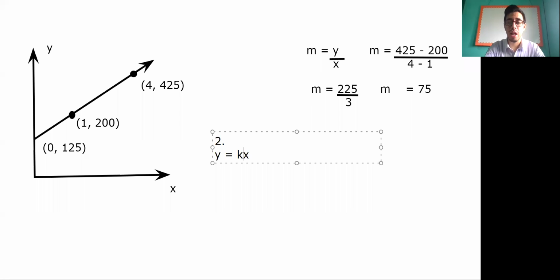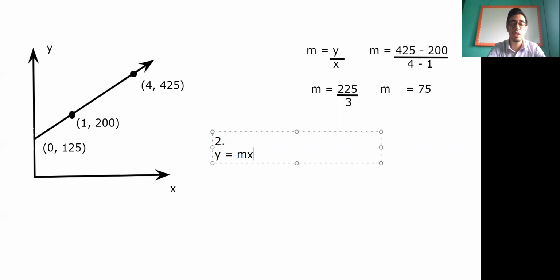The value for K. But when we work with a graph, this is not going to be K, it's going to be M. So Y is M multiplied by X. I already have the value for M. But this is the equation for one graph that passes through the origin. This graph doesn't pass through the origin, so I need to write the y-intercept.